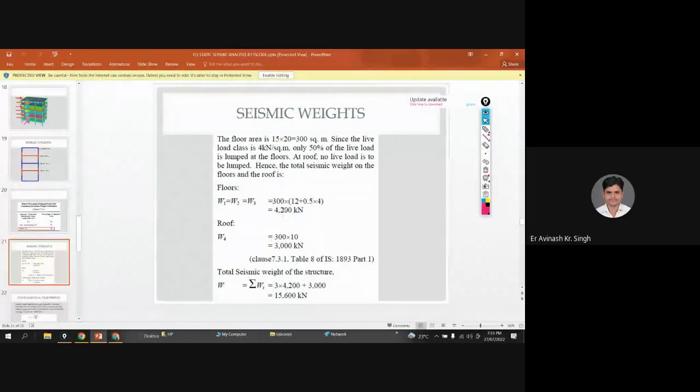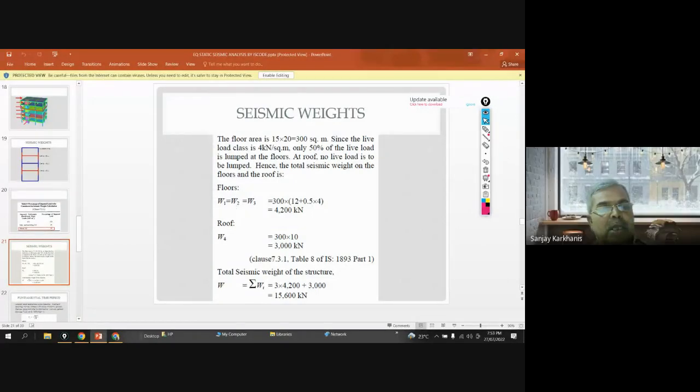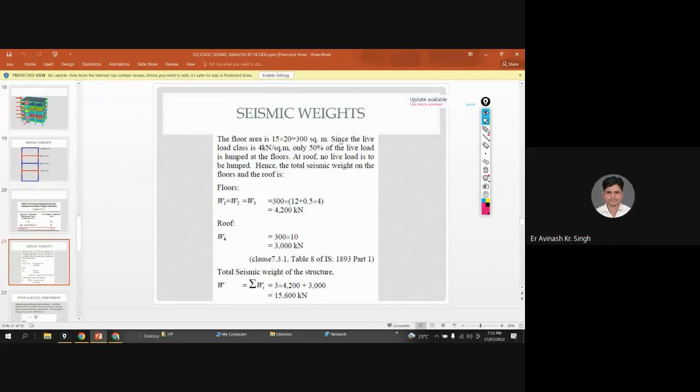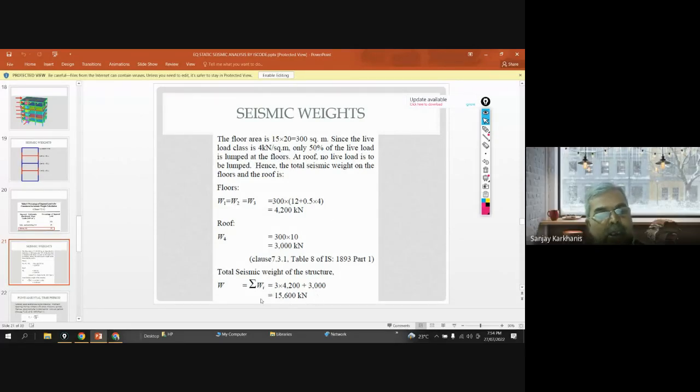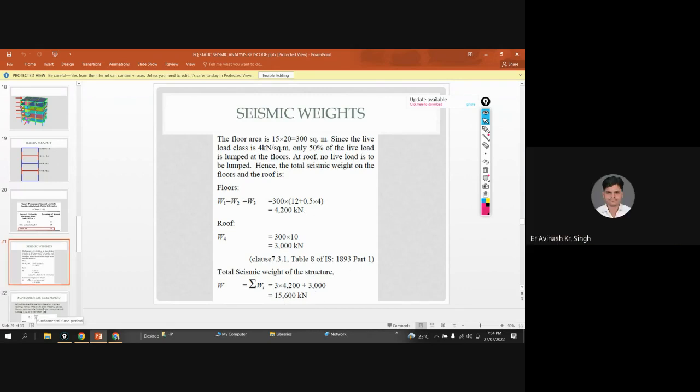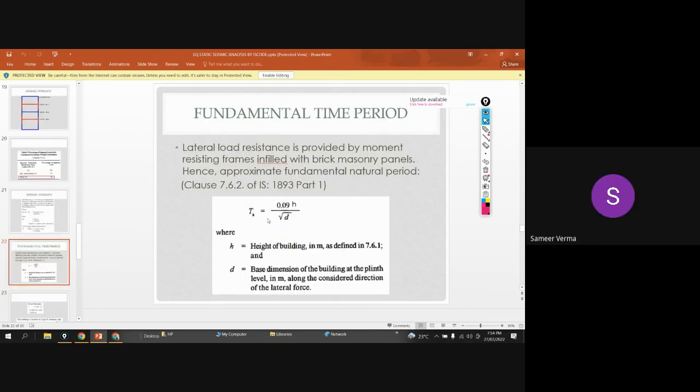Okay, sir. So what will be total? 4,200 by 3 plus 3,000. So that is calculated over here. And finally, you will see that total seismic weight of building that you are going to consider for calculation of this shear is 15,600 kilonewton. Clear over? Yes, sir. Any doubt?